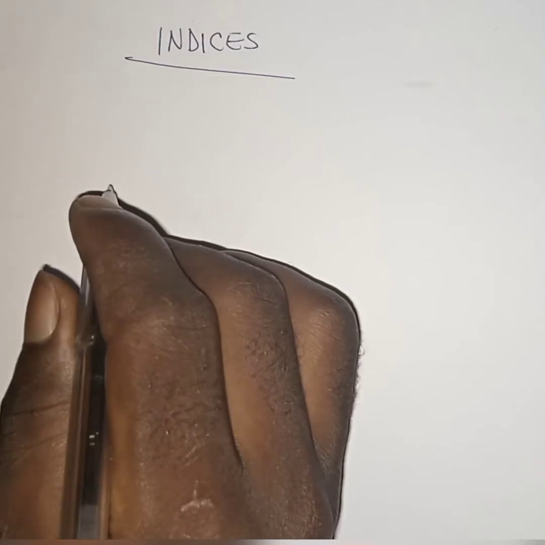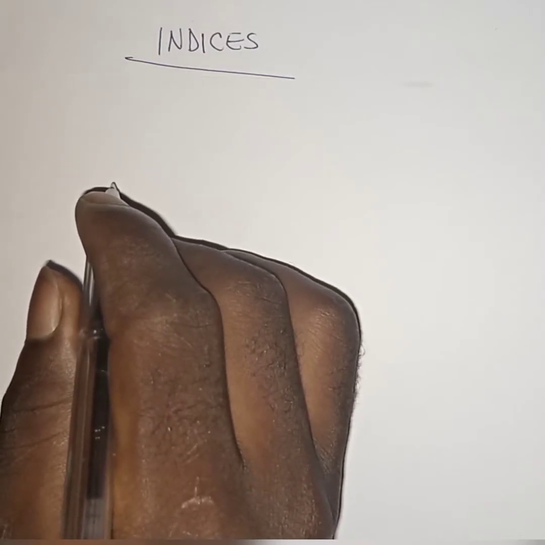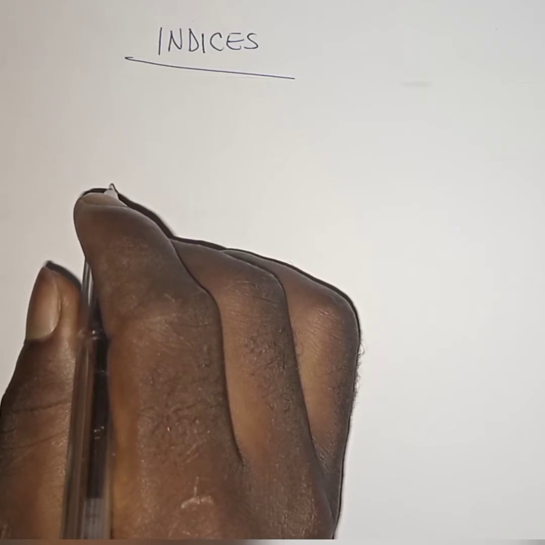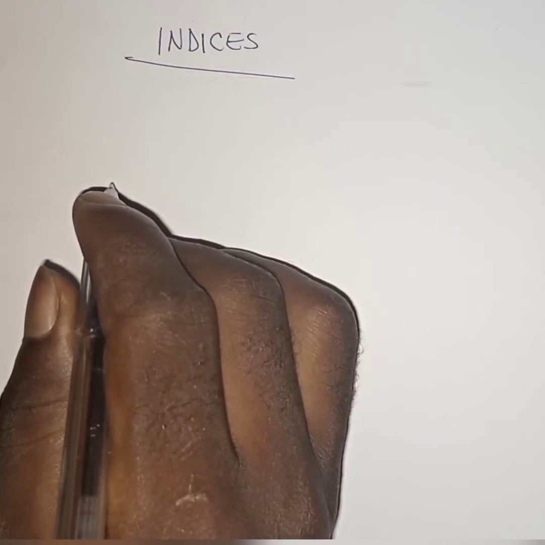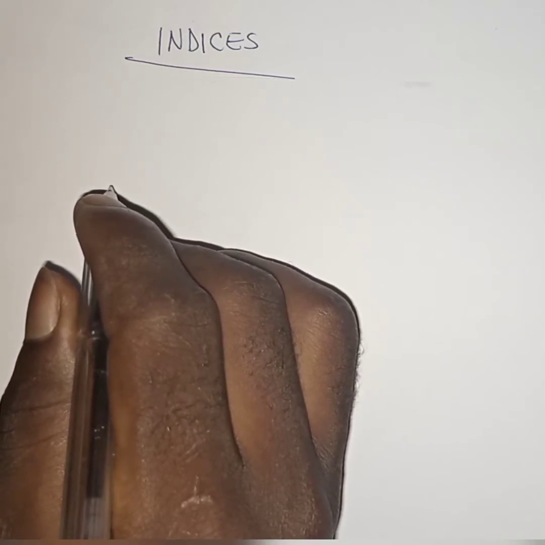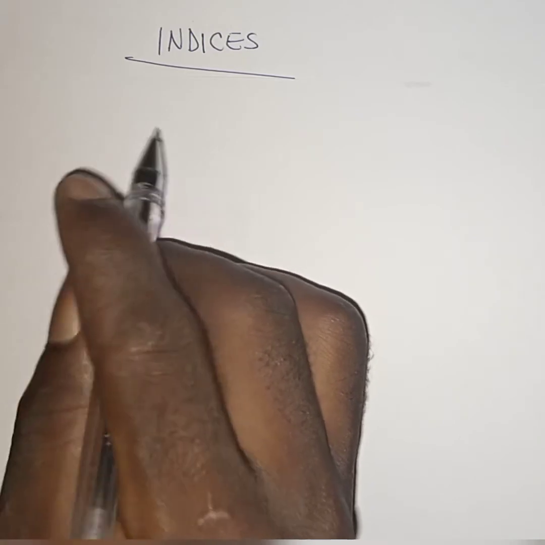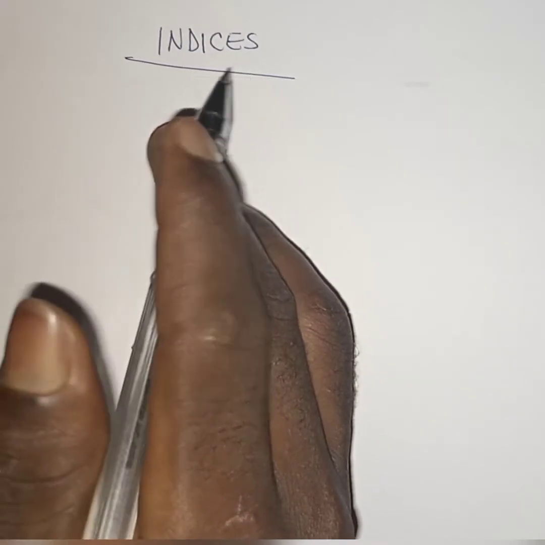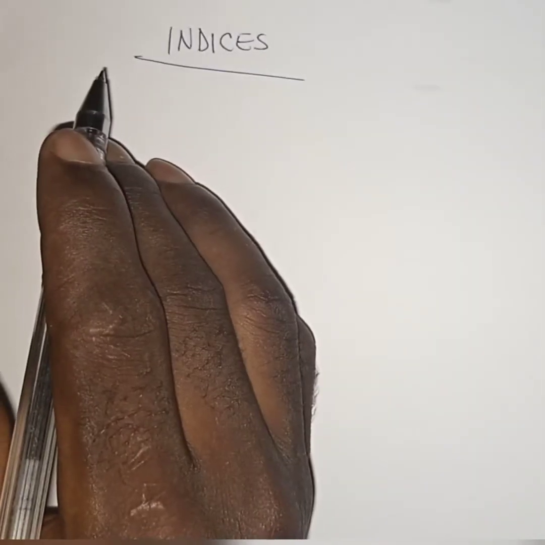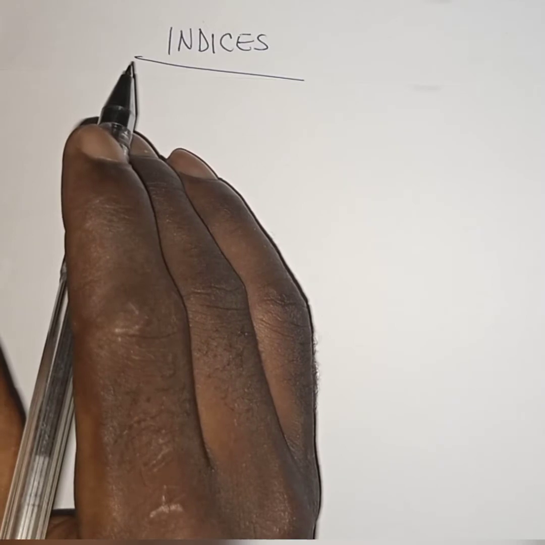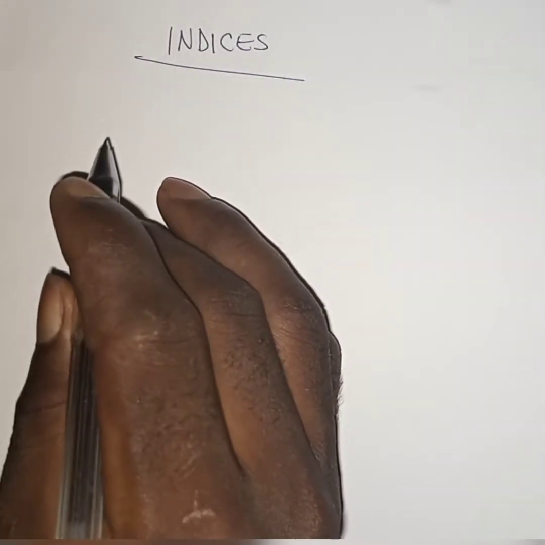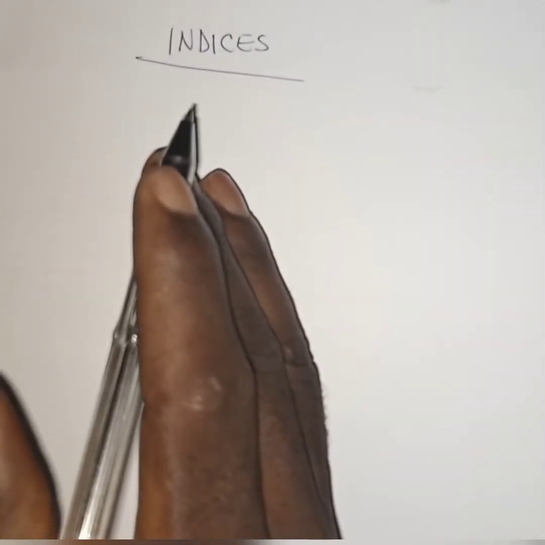Ladies and gentlemen, welcome back to the next topic. We will be discussing indexes. There are a couple of things you need to know about indexes before we go to solving the problems. There's a rule that says when we multiply a number by itself, the result is a square of the number.